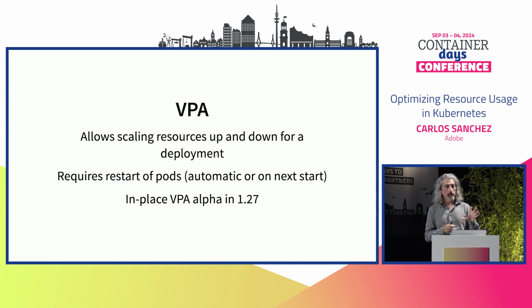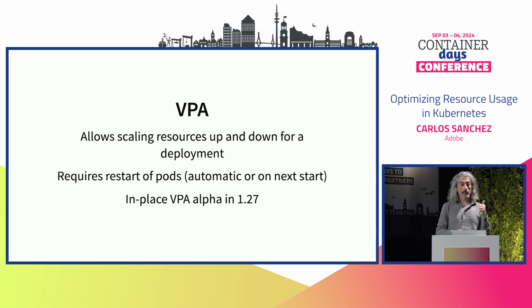So one thing that was very annoying with VPA, and well, it still is, is that it requires restarting pods. So every time the VPA says, oh, I think this pod should have more resources, or I think this pod should have less resources, those recommendations do not apply until that pod is restarted. And you can configure it to be restarted automatically or to be applied the next time the pod starts, or a pod in the same deployment starts.